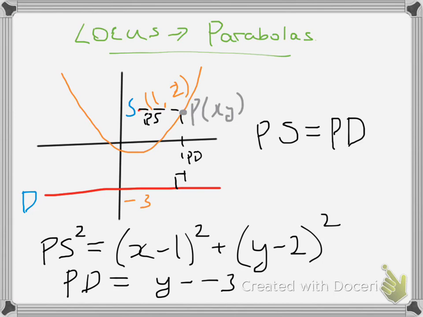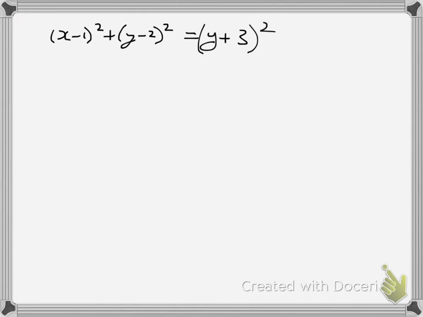So let's go over the slide. I get that (x minus 1) squared plus (y minus 2) all squared equals (y plus 3) squared. I skipped a step there. Previously I had that this was square rooted, and then I squared both sides to get to there. So now let's just do some algebra.